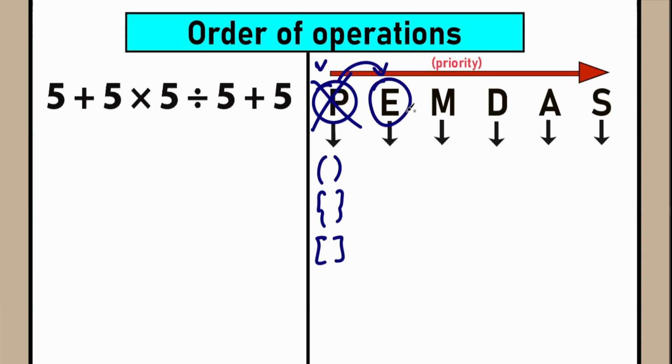The next step is E. E stands for exponents, but basically think of this as the basic powers, like 2 to the power 5, 3 to the power 10. You can easily evaluate these powers. And right now, let's scan our question in terms of powers.